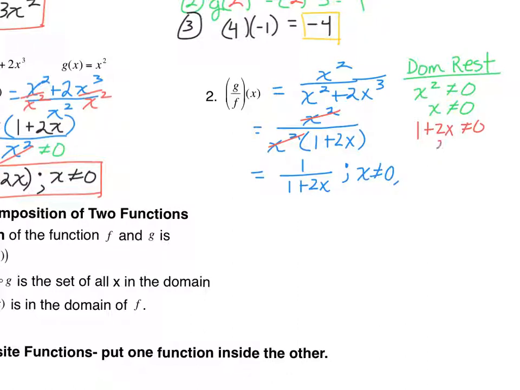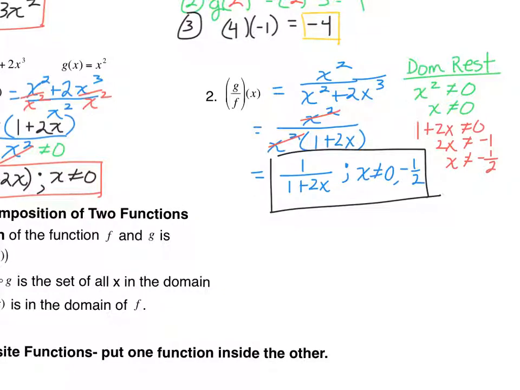Solve for x, so we would subtract 1 and divide by 2. So we're going to add that x cannot equal negative 1/2 either. And then all of this is our final answer.